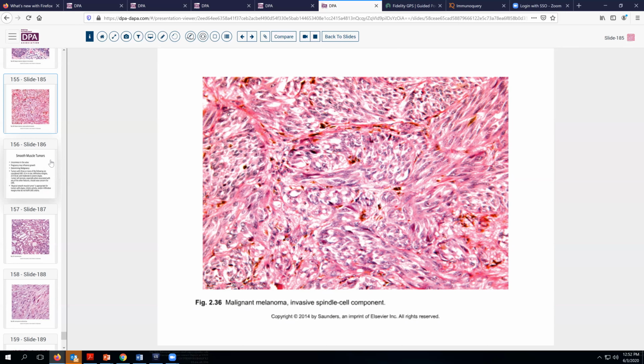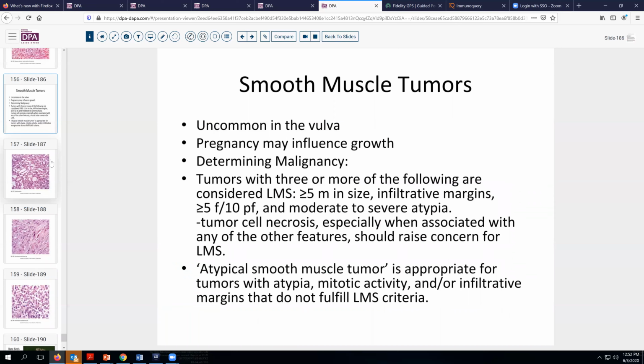All right, one other entity to cover very quickly. Smooth muscle tumors are rather uncommon in the vulva, but do occur. Pregnancy seems to prompt their growth. In terms of criteria for malignancy, the literature gives us essentially 3 or more of the following: greater than 5 centimeters in size, greater than 5 mitoses per 10 high power fields, and moderate to severe atypia, tumor cell necrosis, or any other features of that sort.